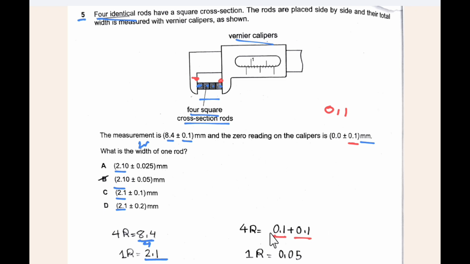So this error is for 4 readings. So for one reading it would be just the added sum divided by 4. So we get the uncertainty as 0.05. So it would be 0.05 and 2.10. So the answer should be B.